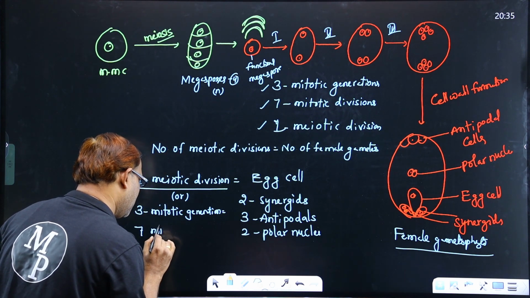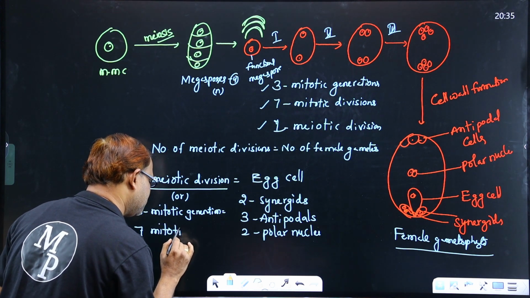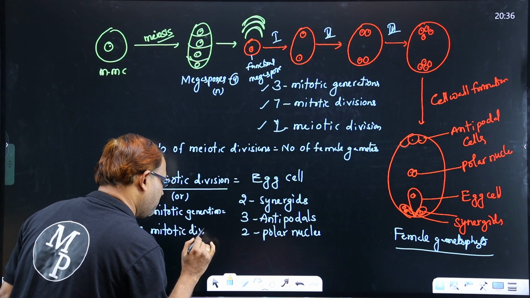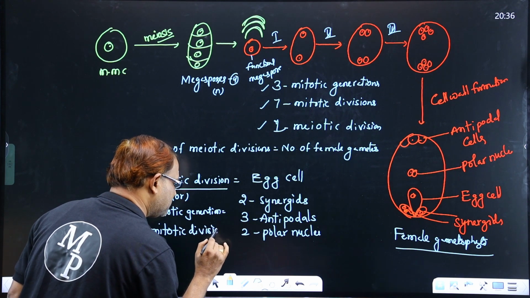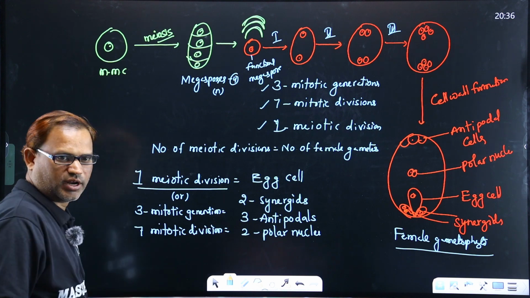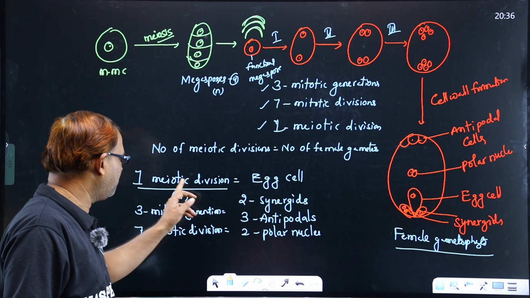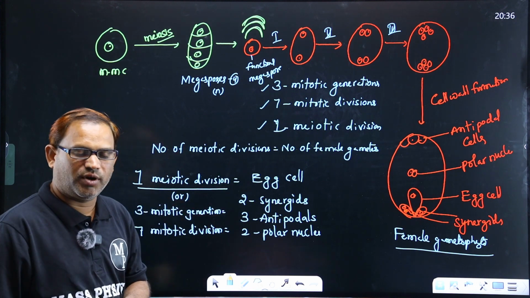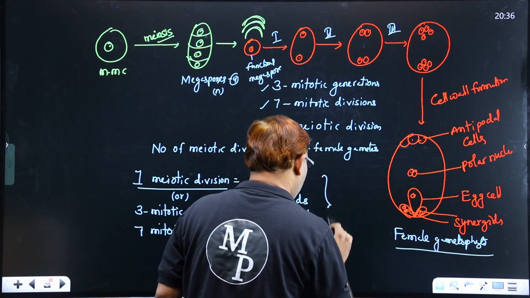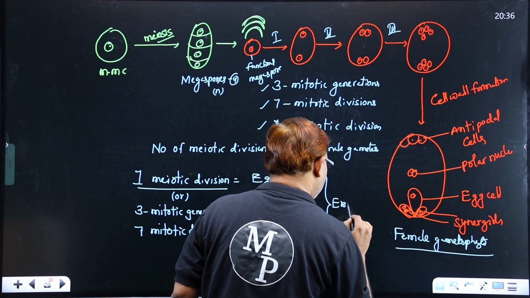Seven mitotic divisions. That is also equal to, right? 3 mitotic generations, 7 mitotic divisions, 1 meiotic division. The result is what? One embryo sac. The complete structure is what? One embryo sac.